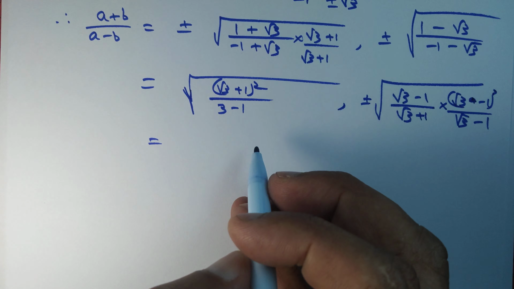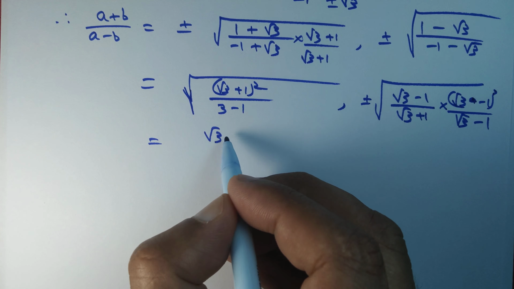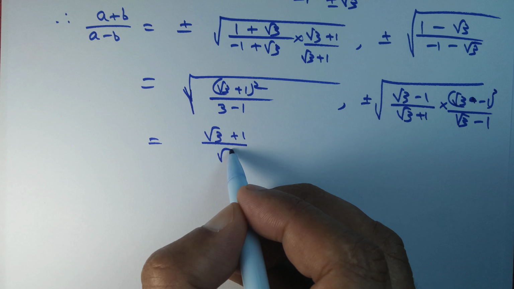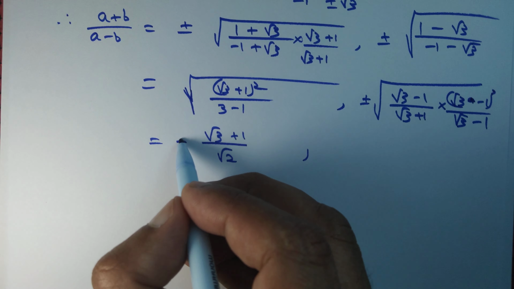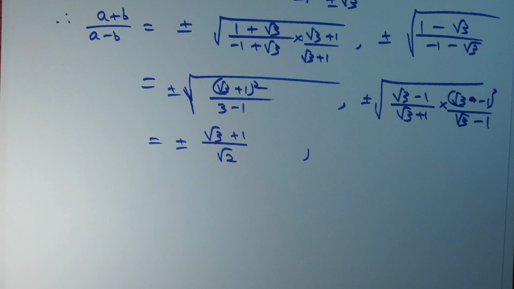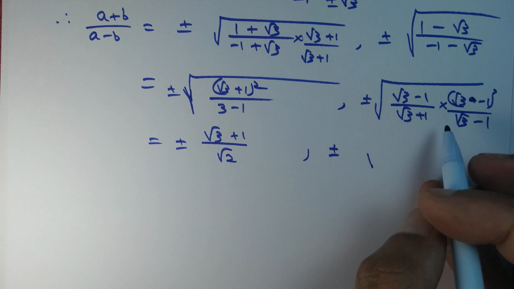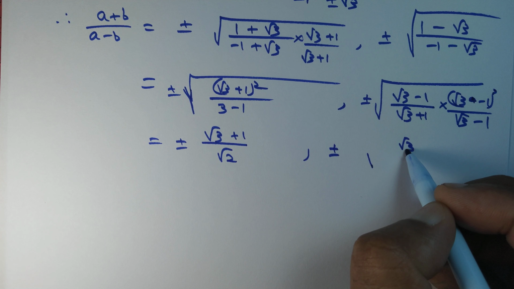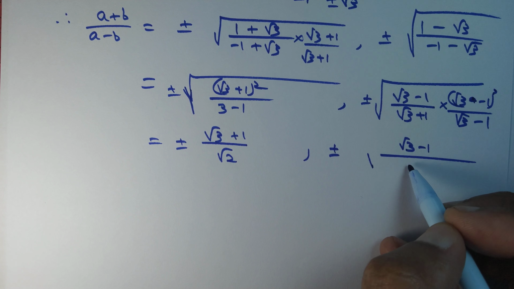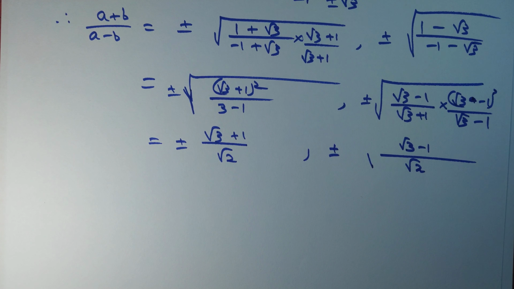So root and square will get cancelled, and we will be left with root 3 plus 1 by root 2. Of course, plus minus, I forgot the plus minus. Again, root 3 minus 1 will get squared and the root will get cancelled, so root 3 minus 1 by root 2.